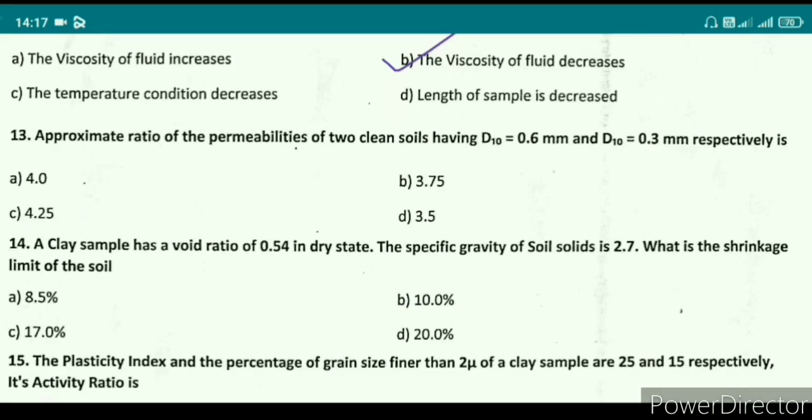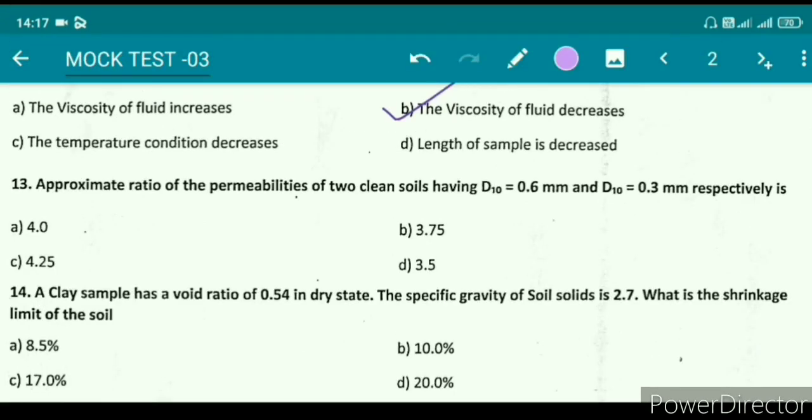Question number 13. The approximate ratio of the permeabilities of two clean soils having D10 equal to 0.6 mm and D10 equal to 0.3 mm respectively is option A, 4, option B, 3.75, option C, 4.25 and option D, 3.5. So the right answer for this question is option A, which is 4.